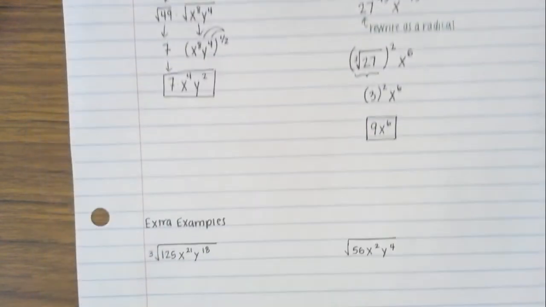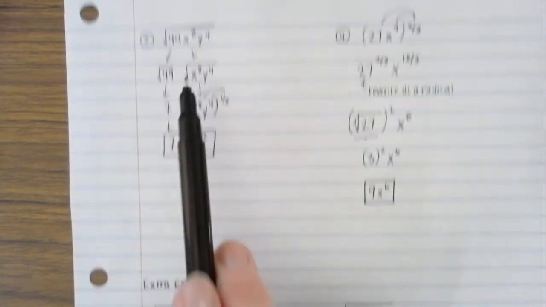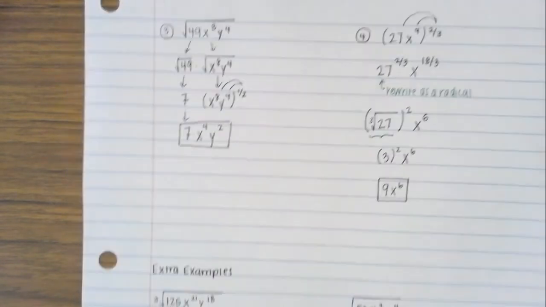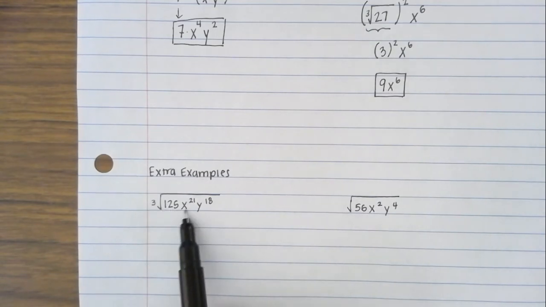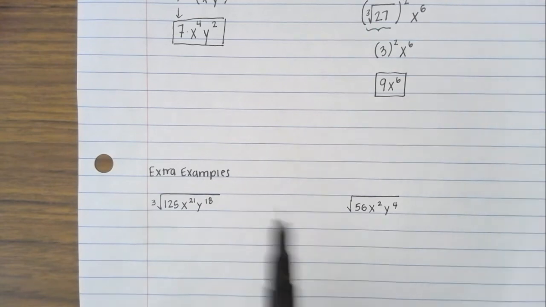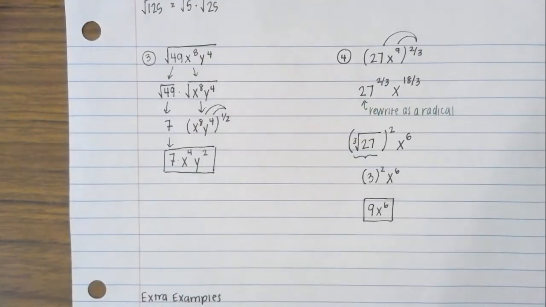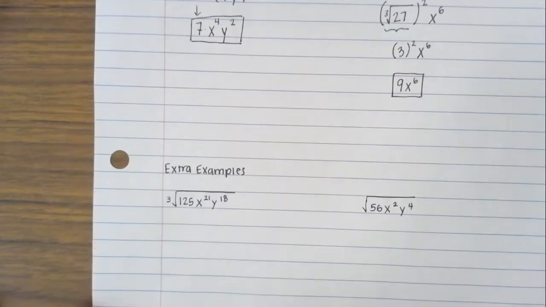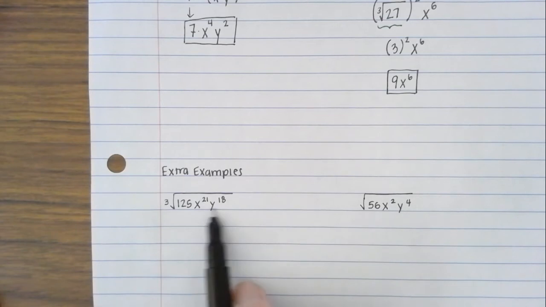Okay, so we'll just do a couple more examples. These are extra, these weren't from the notes, but kind of the same idea as number 3, except for this one, I didn't write that very well, but this should be the cubed root of 125x to the 21 y to the 18th. So the same rule still applies as up here. We are still able to pull these roots apart if we need to. And again, I'm going to separate out the numerical part from the variable part.